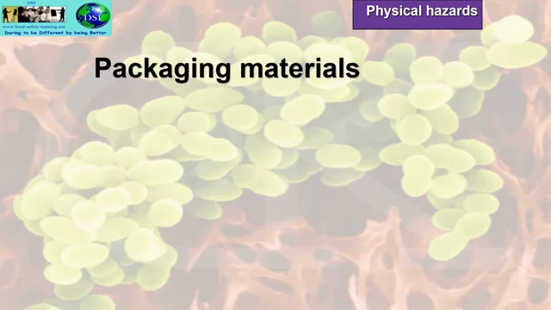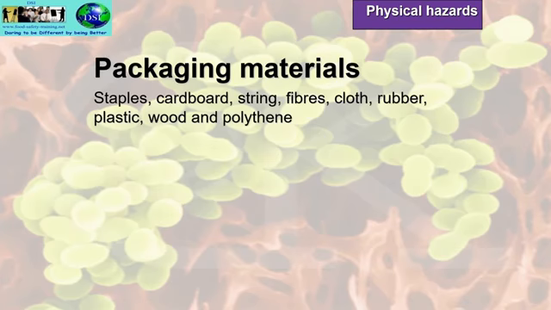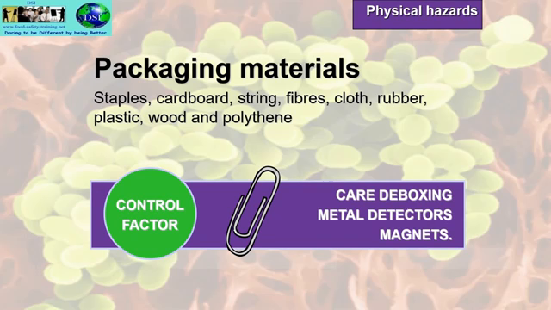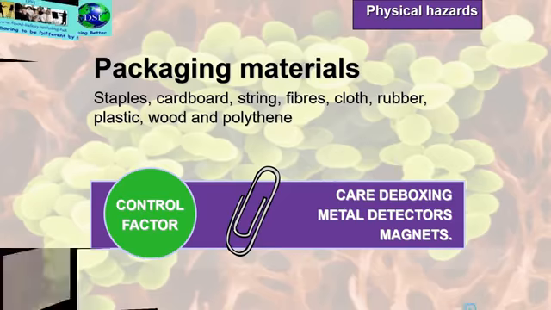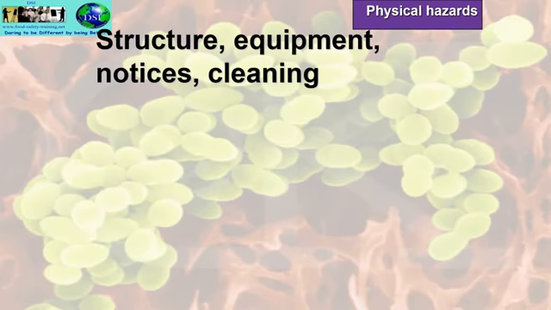Physical hazards again can come from packaging materials such as staples, cardboard, string, fibres, cloth, rubber, plastic, wood and polythene. The control factor here is to take care deboxing, which should possibly be in a separate area to where the food is prepared. The use of metal detectors and the use of magnets. Structured equipment notices and cleaning.